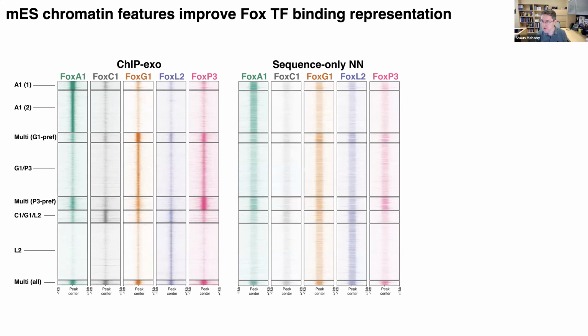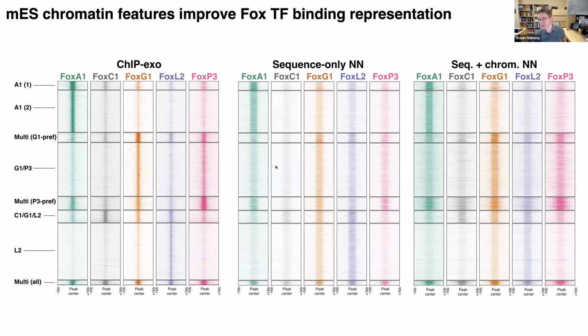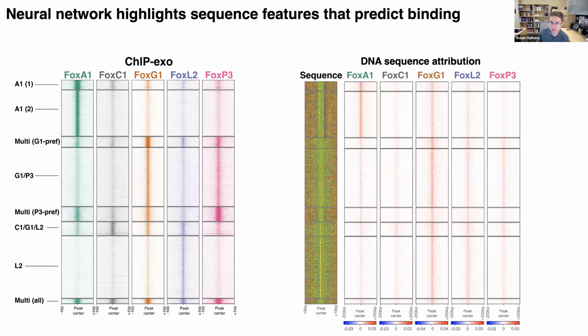However, when we integrate chromatin into the training process, we can see a bit more discrimination. We can see, for example, that FOXG1 is now predicted to prefer these sites that it does in fact prefer, and the same with FOXP3. So what's going on here? What is this information that's coming from the chromatin side of the sequence and chromatin neural network predictions? We can start examining that with feature attribution approaches. So let's apply some feature attribution approaches, first of all, to the sequence component of these neural networks.